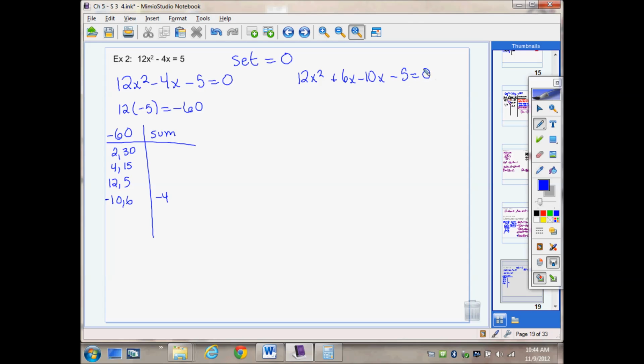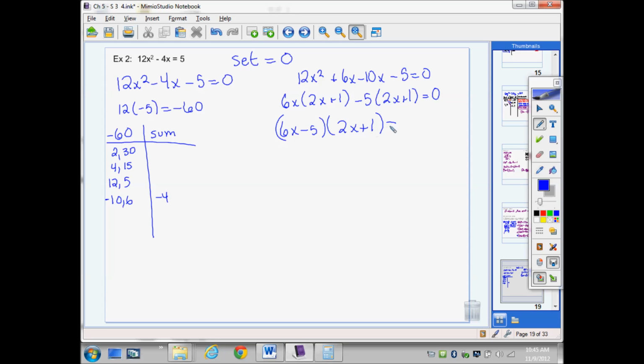I can take 6x out of both of these, and I get 2x plus 1. And take negative 5 out of both of these, and I get 2x plus 1. They match. And now that I have it factored, I set each of these equal to 0. Add 5, divide by 6, leave it as a fraction.